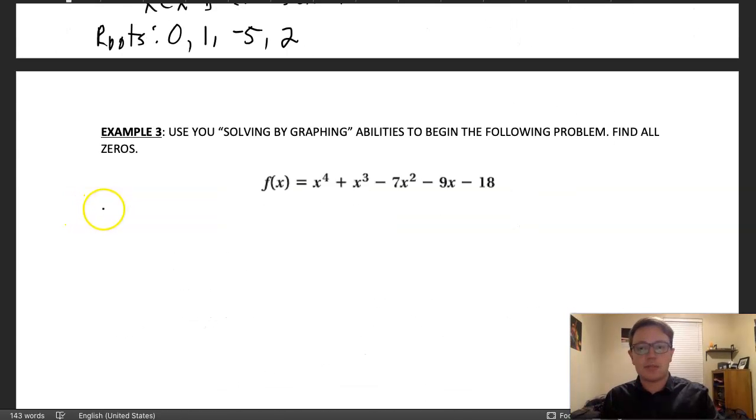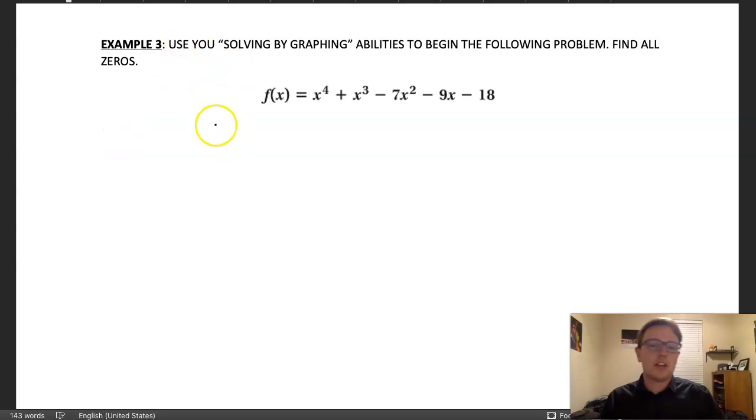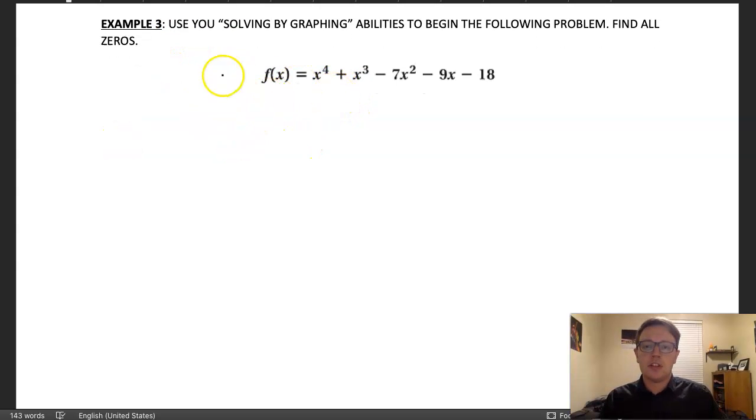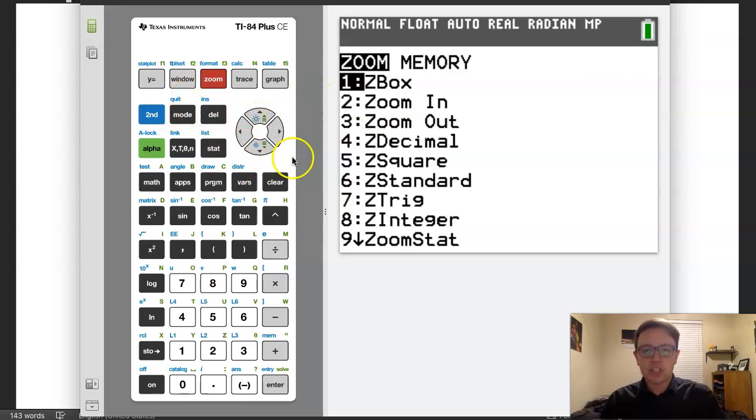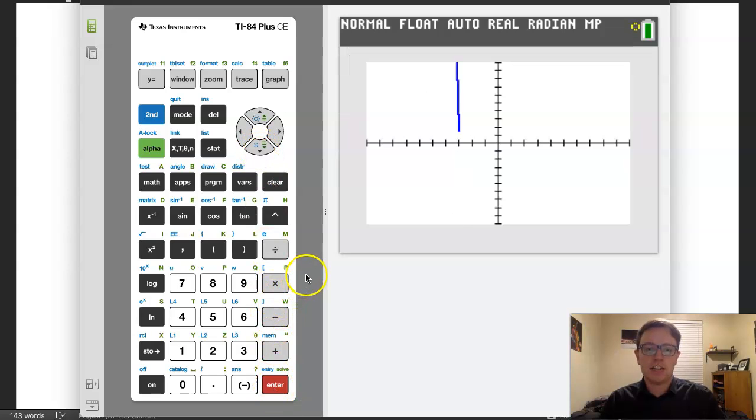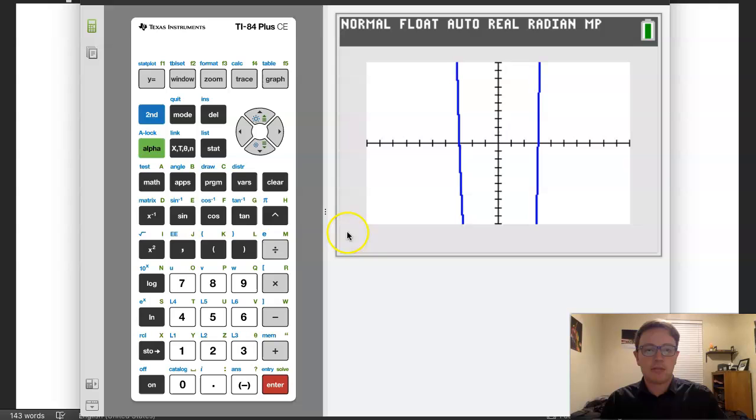We have a couple more examples here. This one we're going to be using our solving by graphing abilities to begin this, and then we're going to find all of the zeros. So go ahead and graph this. Tell me what appears the zeros will be. So here we are. We've thrown the equation into our graphing calculator. Let's give it a good old standard zoom. Make sure we're looking at the right area to see what it looks like we have.